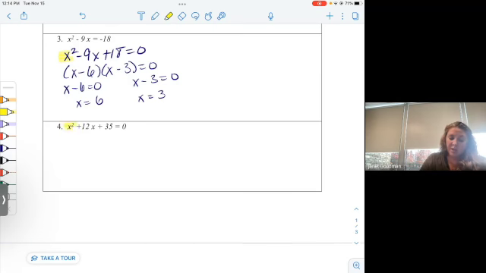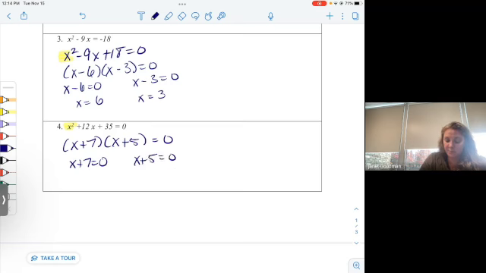Again, number 4, lead coefficient is 1. So I'm looking for two numbers whose product is 35 and sum is 12. That would be a +7 and a +5. And there are two x values.